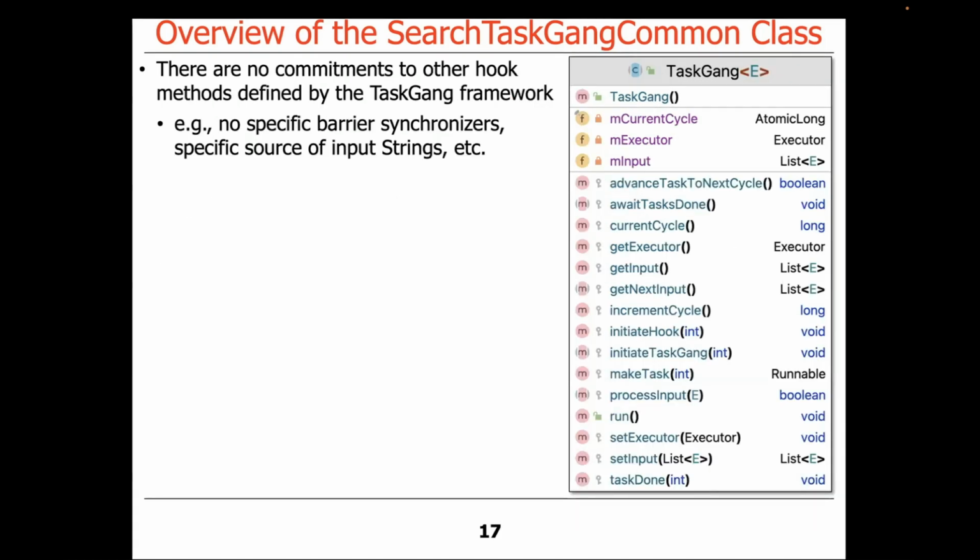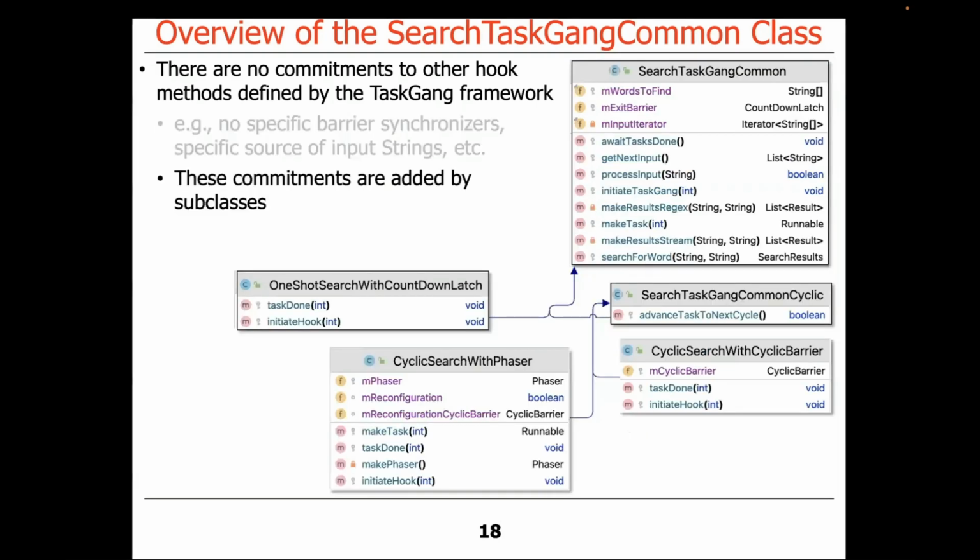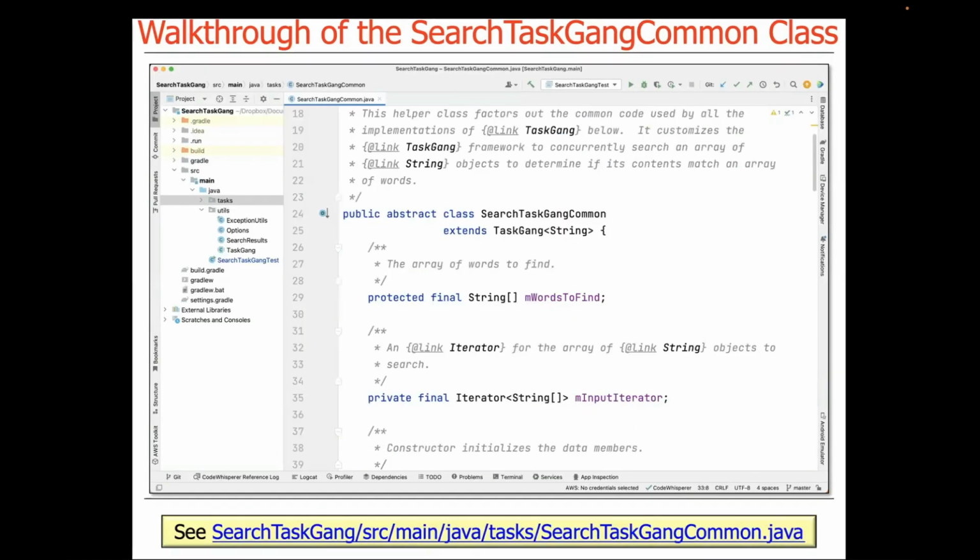There are no other commitments to hook methods defined by the TaskGang framework. These are going to be deferred to subclasses. So there are no specific barrier synchronizers and no specific source of input strings. That's all going to be provided by the subclasses. You can see here how that's done, by having them extend SearchTaskGangCommon. We'll take a look at those shortly. So let's go ahead and take a look at the code for SearchTaskGangCommon.